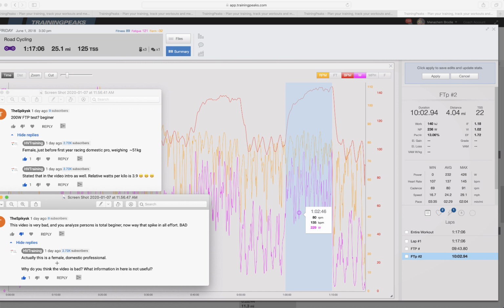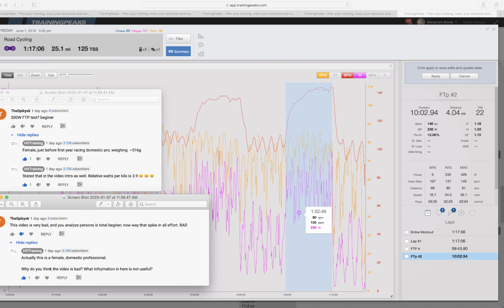And then I asked, why do you think the video is bad? What information here is not useful? This is a conversation that as cyclists and especially as coaches, we must be having. In this video, the whole point of it is to take a non-ideal, non-regular cycling power file, and believe it or not, these are far more regular than you would believe.